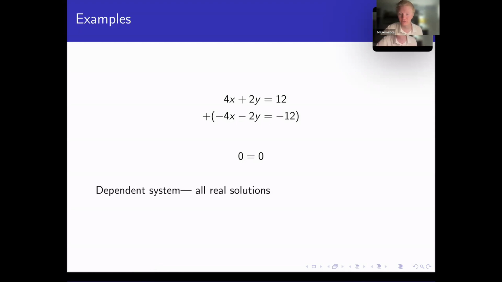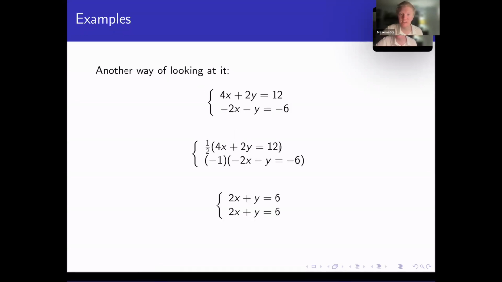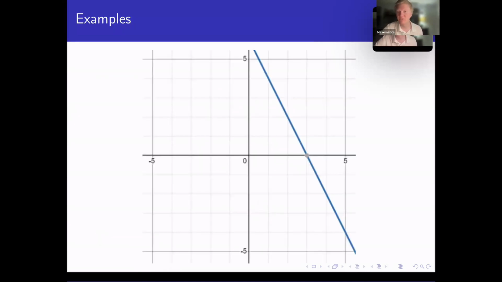has all real solutions. Again, looking at it in a different way, well, what if we manipulate both of these equations to maybe look like each other? Well, let's multiply the first equation by 1/2, and let's multiply the second equation by negative 1. Well, 1/2 times 4x is 2x, 1/2 times 2y is y, 1/2 times 12 is 6, negative 1, change all of these signs, and notice that we have two of the exact same equation. Well, they're the same equation, they're the same line, so that system is dependent. So literally, I graphed both lines here, but you only see one of them because they overlap everywhere.